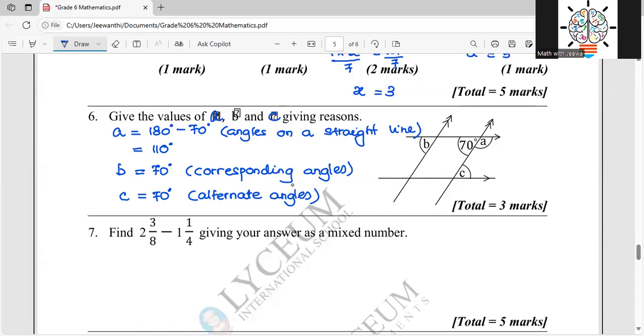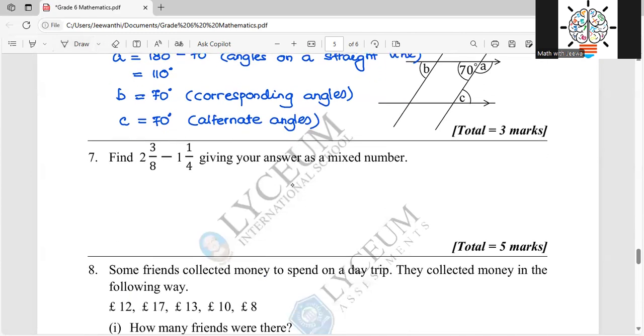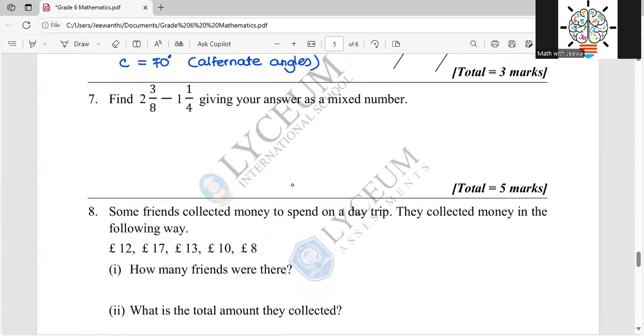So A you can find, we have several ways to do this, but the easiest and closest reason, we can say that the 70 and A are angles on a straight line. Based on that, A is 110. Right. So then we will move to the next one.